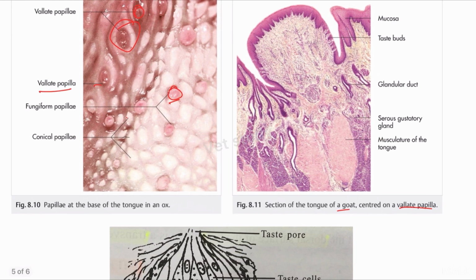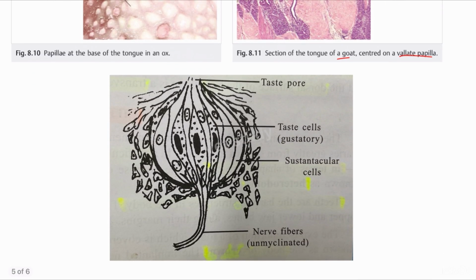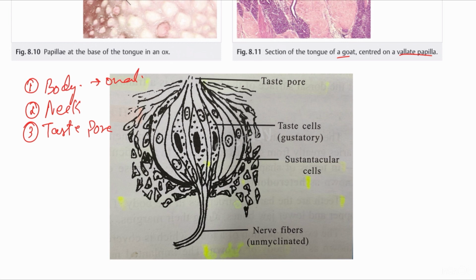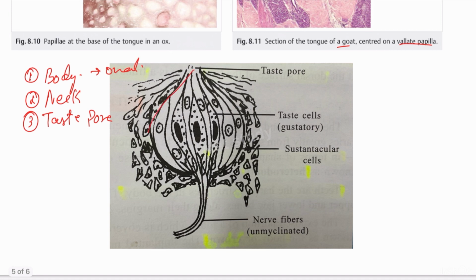Now, after papillae, let's discuss the taste bud, right? So a taste bud has three main structures. The first one is the body, the second is the neck, and the third one is the taste pore. These are the three main structures present in the taste buds, right? The body is oval in shape, and then the neck and the taste pore. As you can see, this is the body portion and neck portion, and the taste pore is this, right?